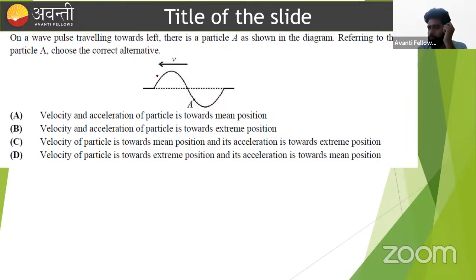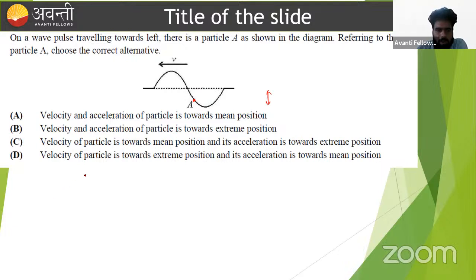Okay, beta. We have to understand that in the wave, there are multiple particles performing SHM, and the amplitude of each particle is the same. Say this is particle A. This is also performing SHM, and this is the mean position. So we can say particle A is performing SHM in vertical direction. And the wave is traveling in the negative x direction.